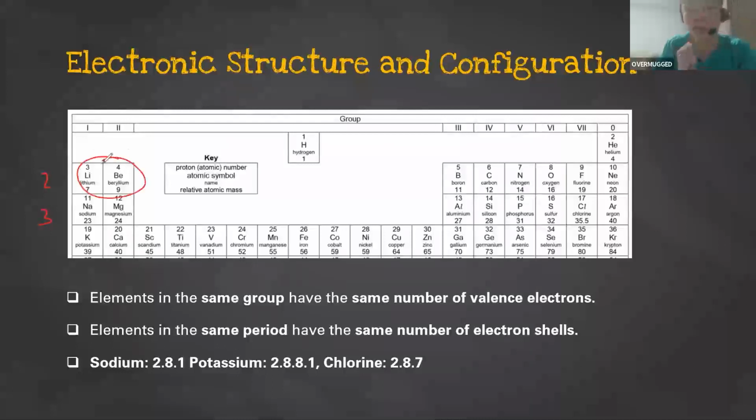Elements in period 2 will have 2 electron shells. I need 2 shells to fill this. This is lithium. What about fluorine? Fluorine is 9, so 2,7. What about boron? 2,3. So hopefully you can see that elements in period 2 have 2 electron shells. So period number corresponds to the number of electron shells, and group number corresponds to the number of valence electrons. Let me answer a question.